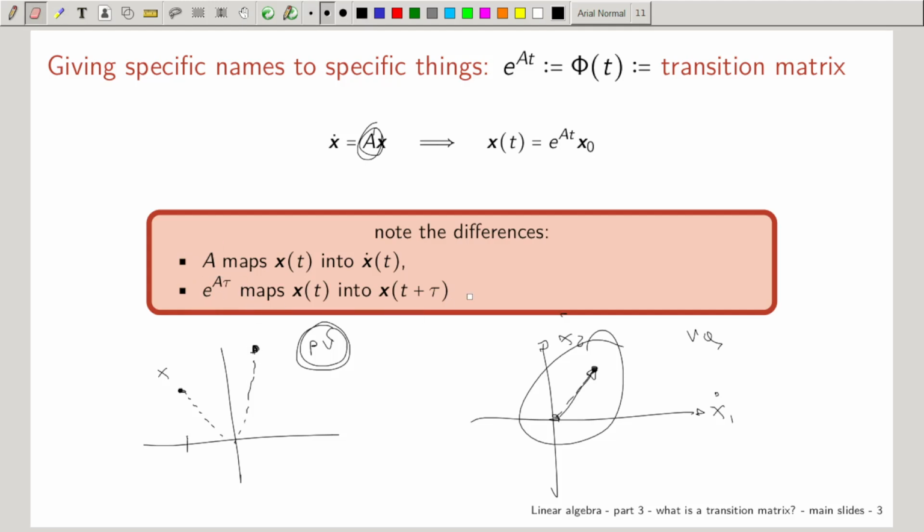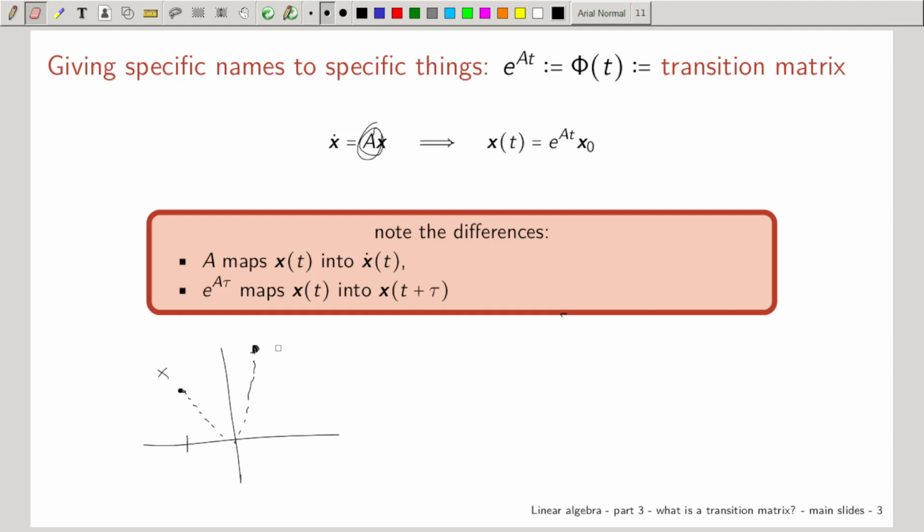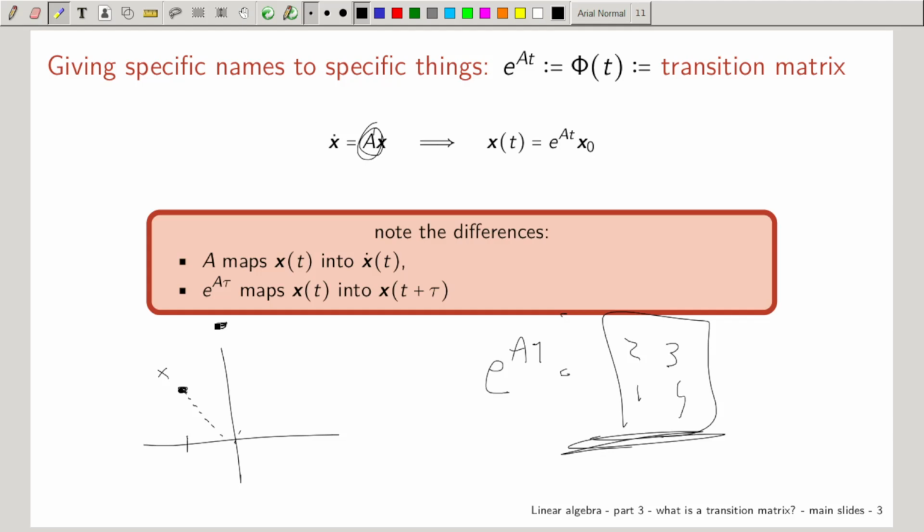Look at it. If I have e^(A·1) equal to 2, 1, 3, 4, I don't know, something, and starting from this, applying this, I end up here, it means that if this was x of 10, this is going to be x of 11. See the point?